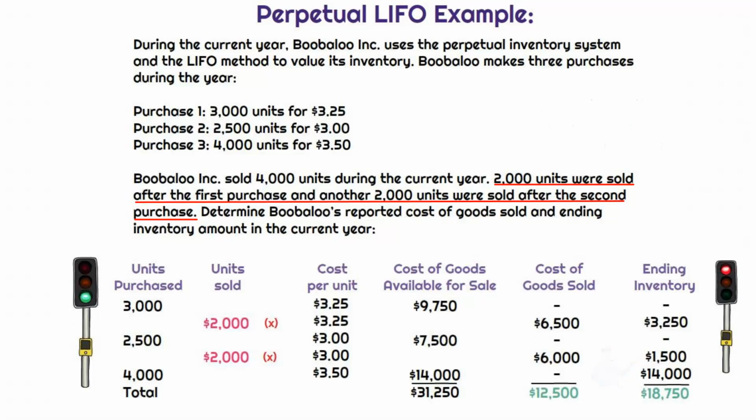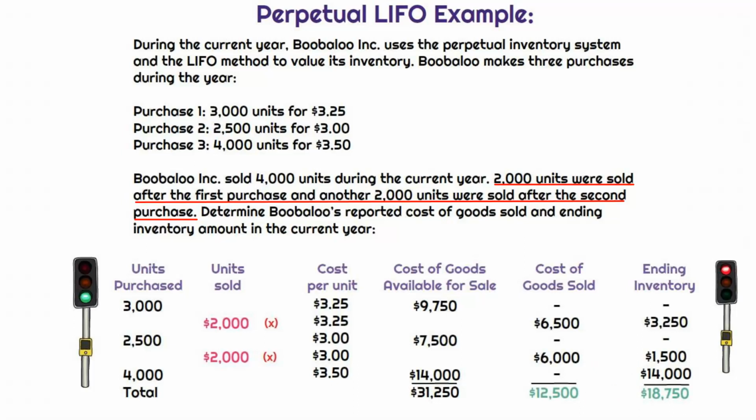Now we have purchase 3 of 4,000 units. Those are accounted for at a total of $3.50 each, right? None of these units were sold. So 4,000 at $3.50 gives us $14,000 available for sale. None of them were sold, so that entire $14,000 will be reported as ending inventory. We can now determine our ending inventory balance by adding these three up. That's going to give us $18,750.